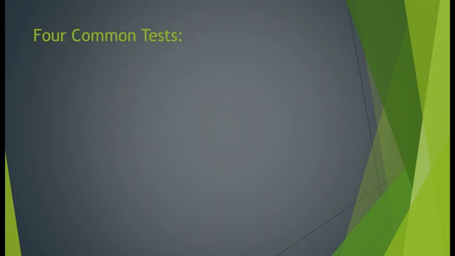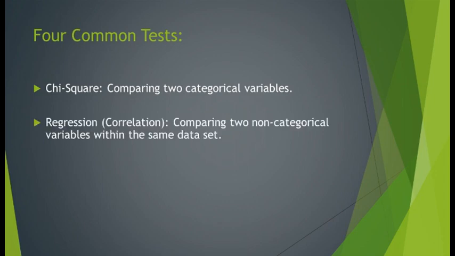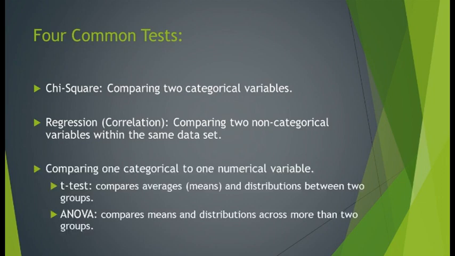There are 4 tests to determine if 2 data sets are significantly different or if they are correlated. The chi-square test compares 2 categorical variables, and that is as much as we're going to discuss about the chi-square today, because there is not a quick way to use Excel to run this test. In the case of regression, you compare 2 non-categorical variables within the same data set to determine if they are correlated or independent of each other. And ANOVA, which is analysis of variance, and t-test compare means and distribution across 2 or more data sets, comparing 1 categorical variable to 1 numerical variable.